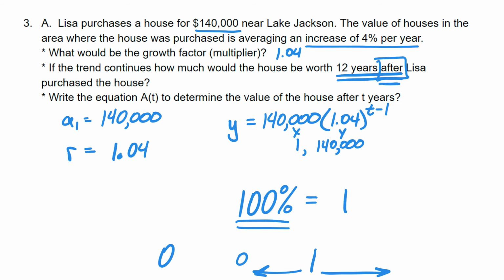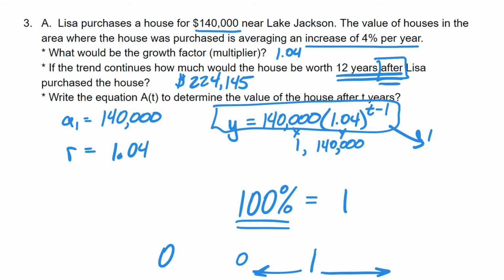All right, this is B, by the way. There's our equation. So after this would be the 13th year because it says after 12. After 12 is 13. So the value of Lisa's house would be $224,145. And I have already put that in my calculator. If you thought I did that in my head, I appreciate that, but not quite that good. Remember, you would plug in for t the number 13, because 12 years after is the 13th year. You've got to pay attention to how you have your equation set up.